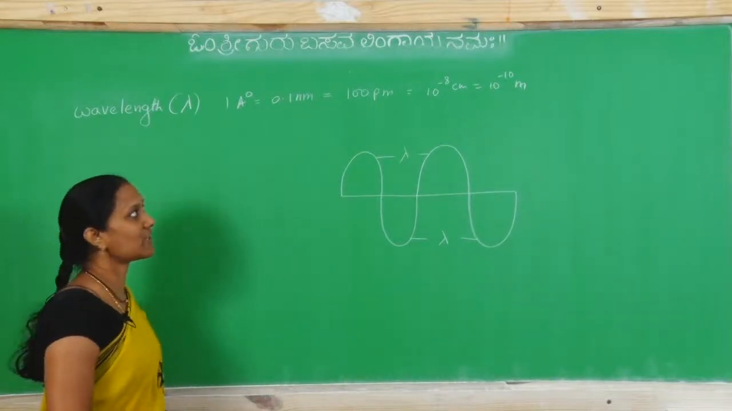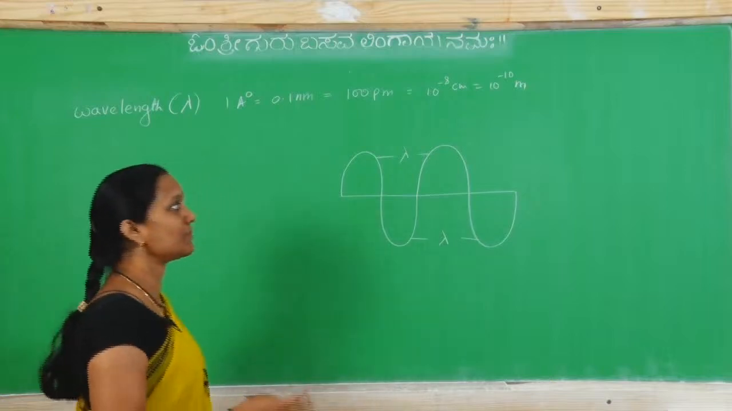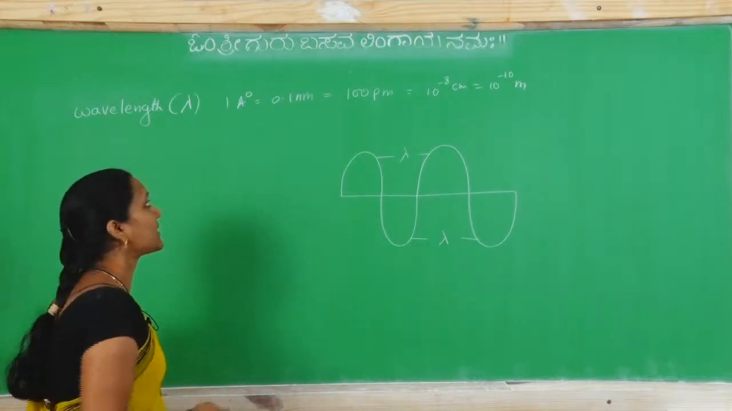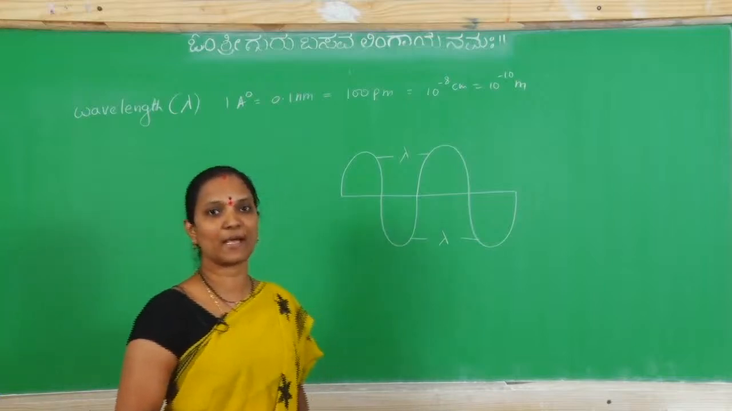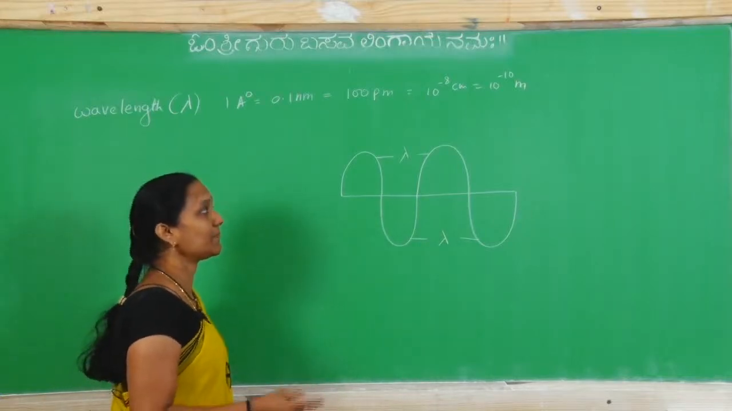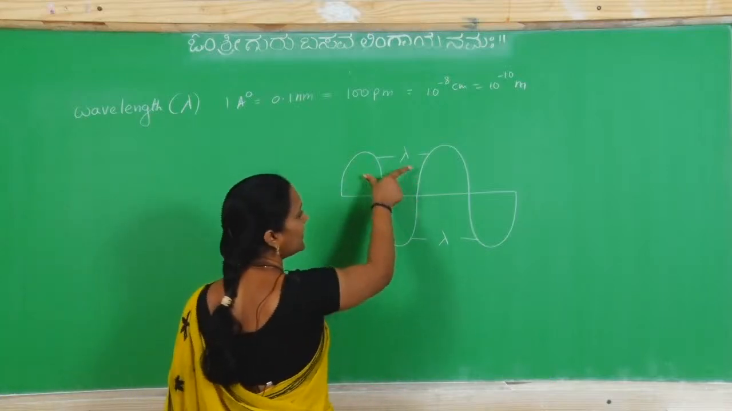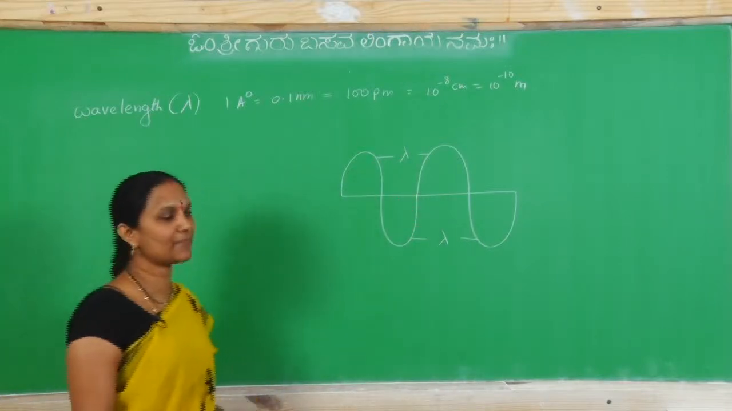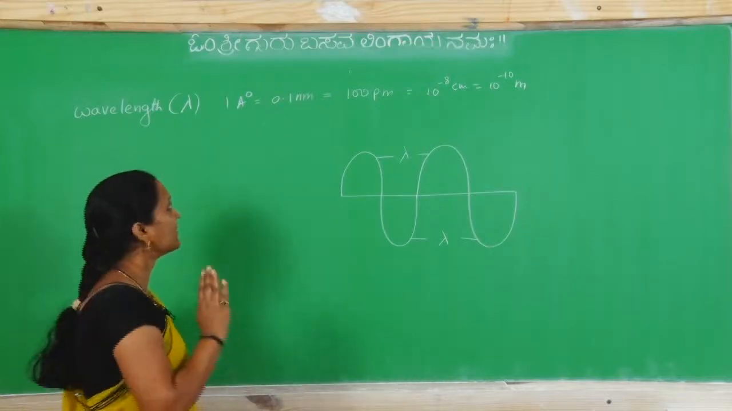So what are the units of wavelength? Angstrom, nanometer, picometer, meter, centimeter. 1 angstrom is equal to 0.1 nanometer, nothing but 10 power minus 1 nanometer, or 100 picometers. The wavelength, the distance between two successive crests or two successive troughs, is generally represented in angstroms only. This is wavelength.